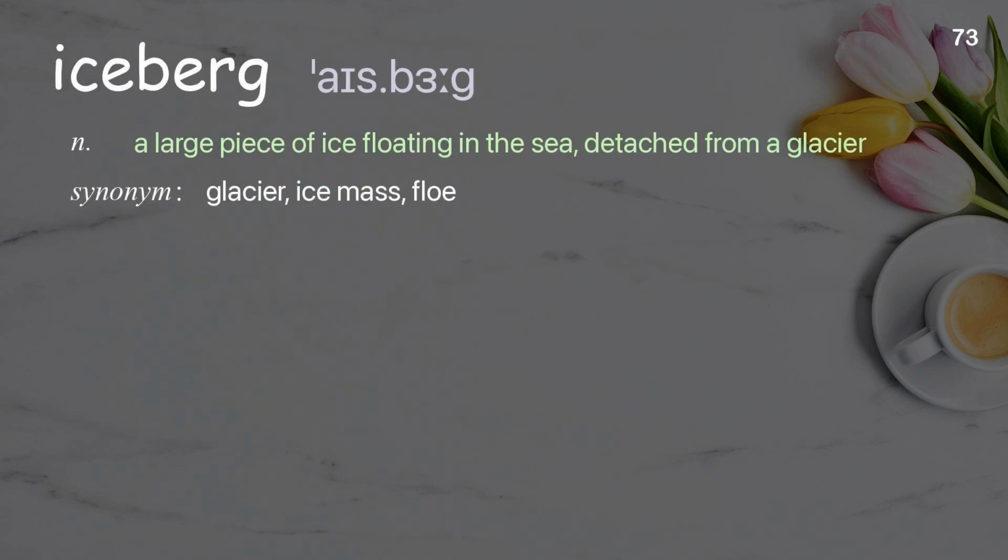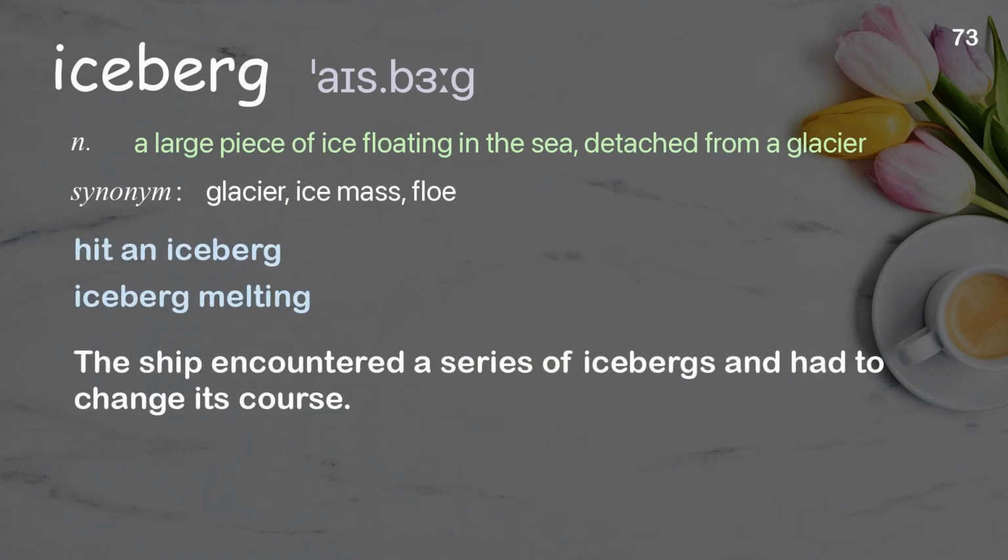Iceberg: A large piece of ice floating in the sea, detached from a glacier. Examples: Hit an iceberg. Iceberg melting. The ship encountered a series of icebergs and had to change its course.